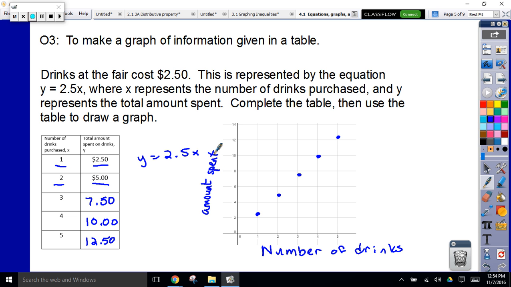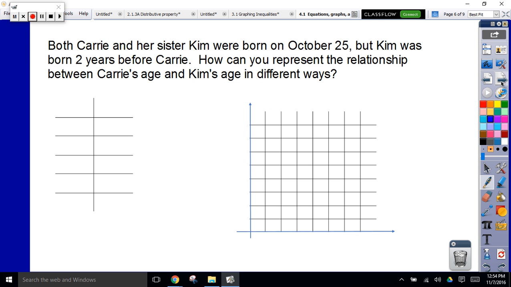Okay, let's look at another example. Both Carrie and her sister Kim were born on October 25th, but Kim was born 2 years before Carrie. How can you represent the relationship between Carrie's age and Kim's age in different ways? Now, I could actually pick either one to be the independent variable because the other one could depend upon that. I'm going to pick Carrie's age. Carrie's younger, I'm sorry. So I'm going to put her first.